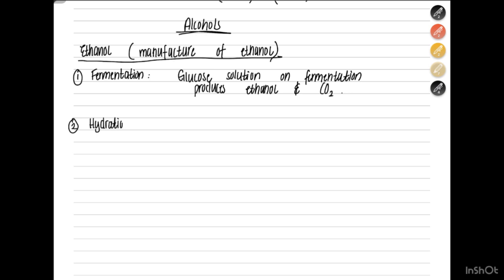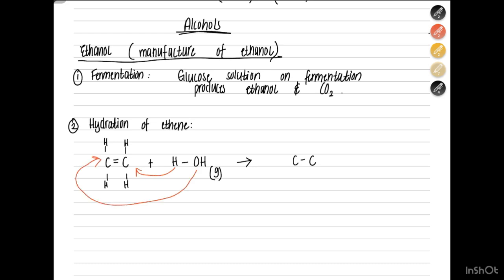By hydration of ethene. Ethene, because it has 2 carbon, and ethanol also has 2 carbon. Hydration of ethene. So what happens is we have ethene, C double bond C, H, for hydrogen, plus HOH, which is in its gaseous form. This produces ethanol, because both of this hydrogen and this OH bonds with the carbon atoms as the double bond breaks. And what's formed? This is ethanol.